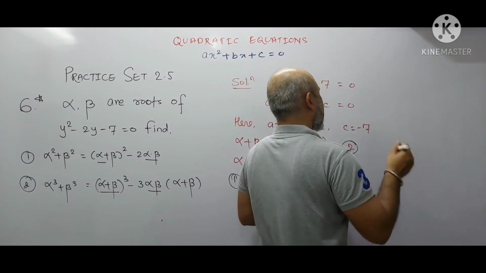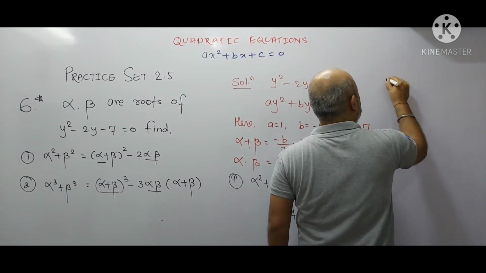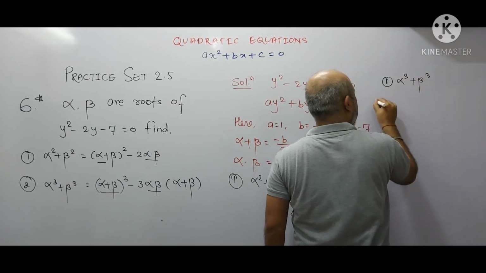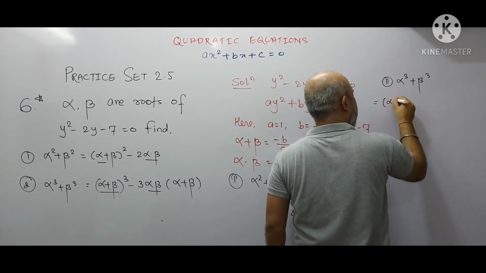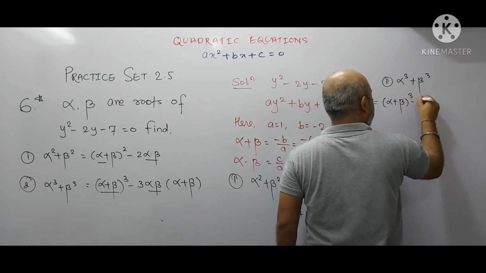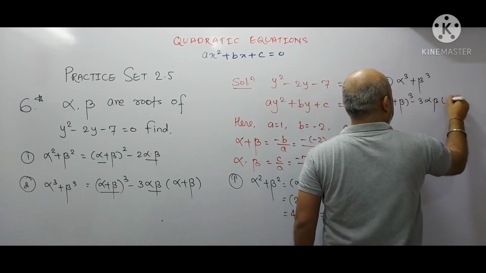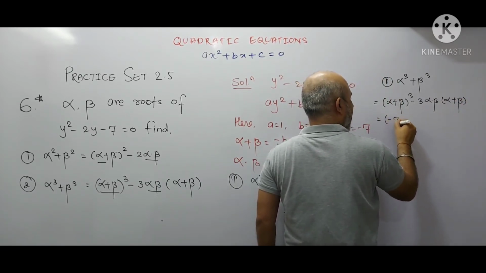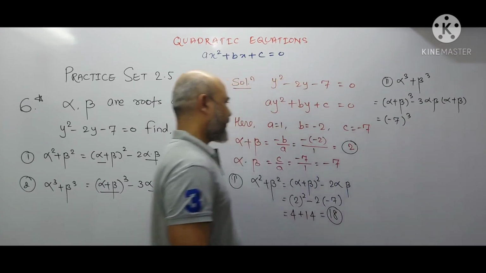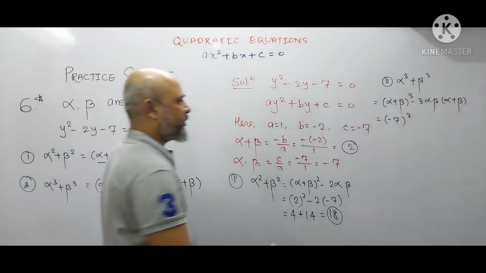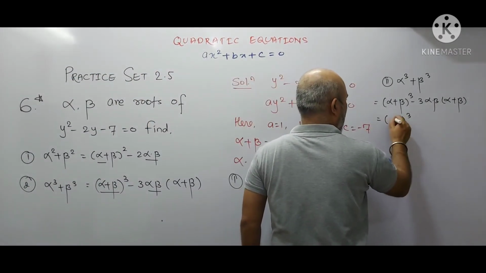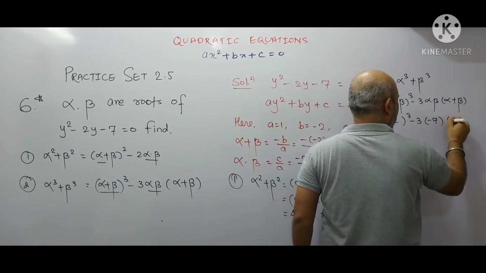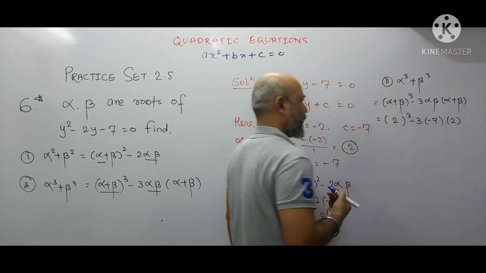Now we find the value of alpha cube plus beta cube. So alpha cube plus beta cube can be written as what? Alpha plus beta the whole cube minus 3 alpha into beta in bracket alpha plus beta. What is alpha plus beta? Alpha plus beta is 2. So 2 cube minus 3 alpha into beta, which is minus 7, and alpha plus beta is 2.